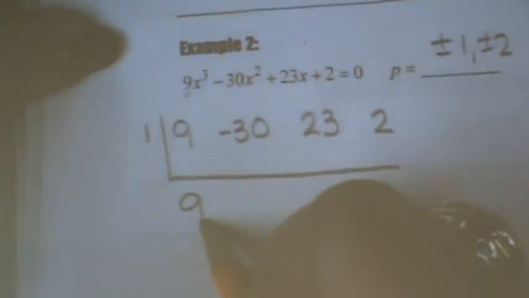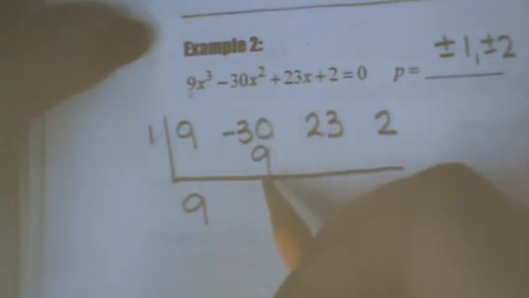So let's do 1, let's do synthetic division. Hopefully, we get our first answer. If not, we have to use the fractions. We're gonna do 9, -30, 23, and 2. Do we have any holes? No, we're good. So bring down the 9.